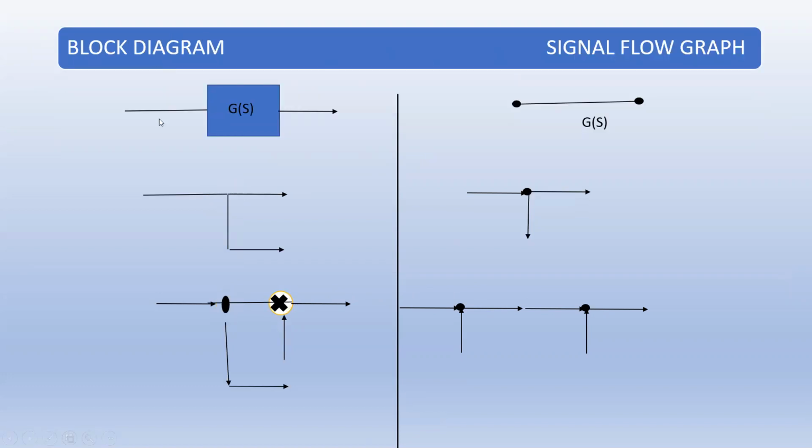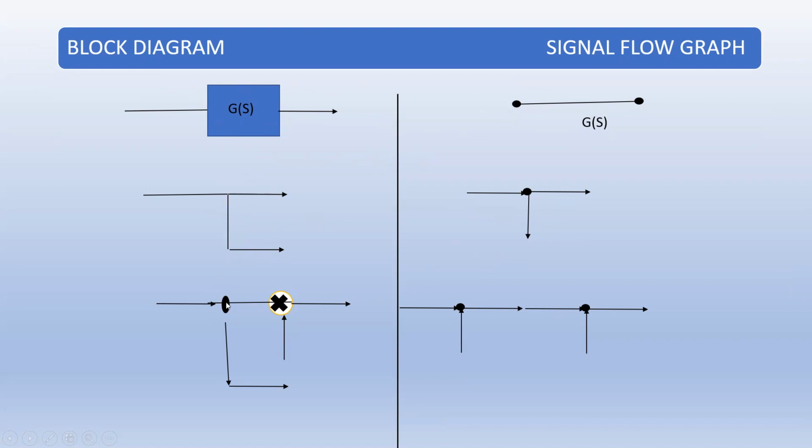And if we encounter a block of gain G(s), we can convert that into a path, a branch of gain G(s). So if we have a block, we can have a path gain of G(s). And if we have a takeoff point over here, this takeoff point can also be converted into a node with the following flow of signal.